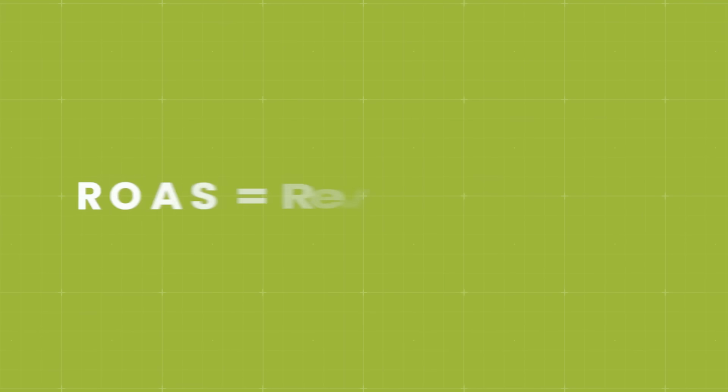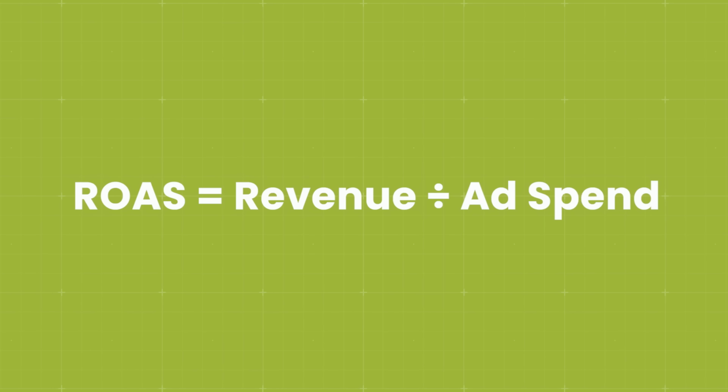The formula for ROAS is quite simple. Revenue attributed to ads divided by the amount you spent on those ads. So let's say you spend $10,000 on a paid ad campaign, and those paid ads generate $40,000 in attributed revenue. You're then looking at a ROAS of 4 or 4 to 1.